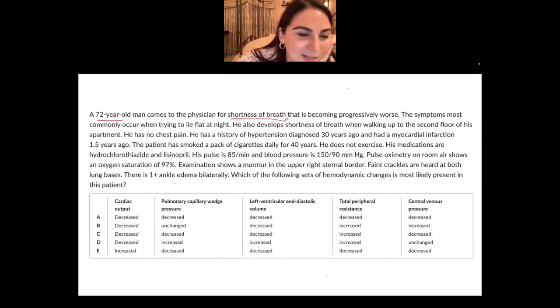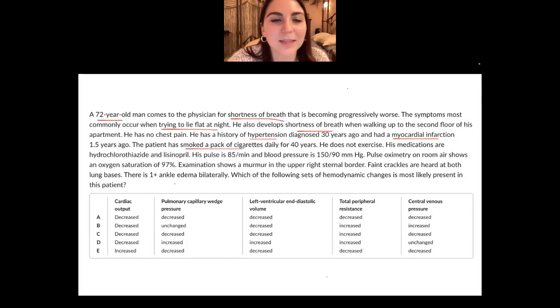So let's talk through it. We've got this older guy with shortness of breath. You're like, okay, cardiac, pulm, don't know what's going on. When he's trying to lie flat at night, pillow sign. He developed shortness of breath when walking up to the second floor. No chest pain. He's got hypertension. He had an MI a year and a half ago, and he smoked a pack of cigarettes. He's got these risk factors for heart failure. Doesn't exercise.